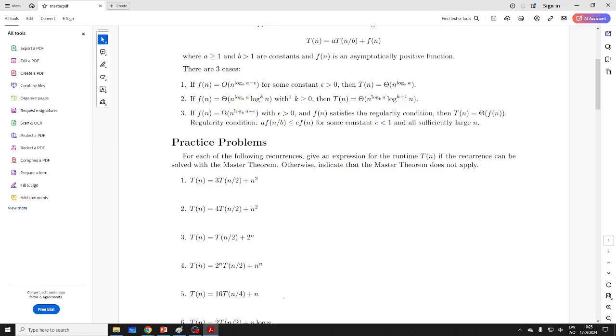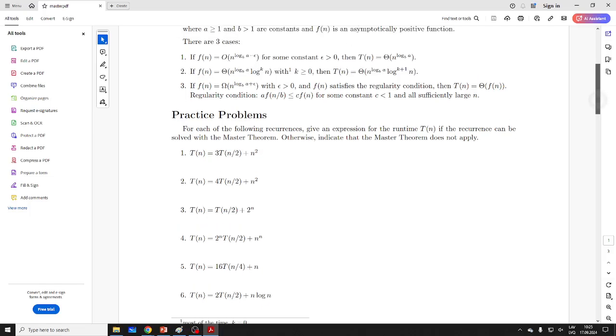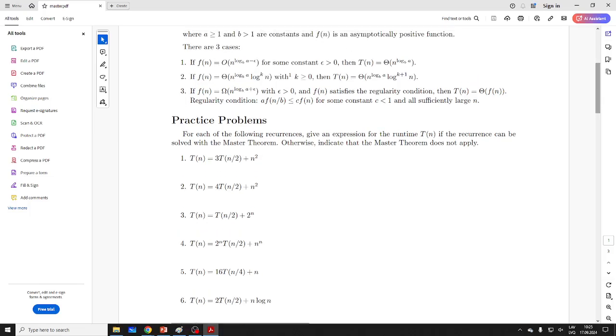Now let's look at the sixth one. I think this might be the tricky one. Which case? Let's see if I remember correctly. Is it number 3 or number 2? Let's take a look. I have a feeling this is number 2, unfortunately. This is a tricky one. So a is 2, b is 2. Log base 2 of 2 is 1.